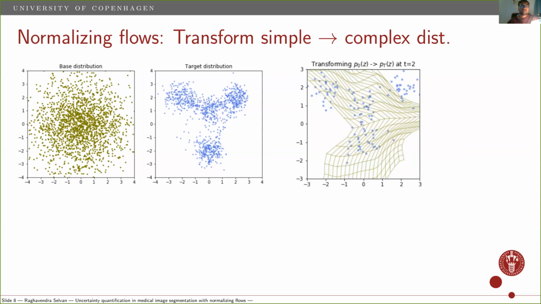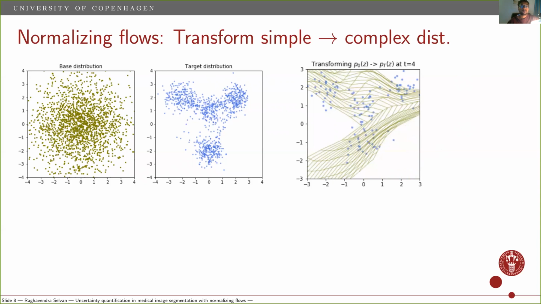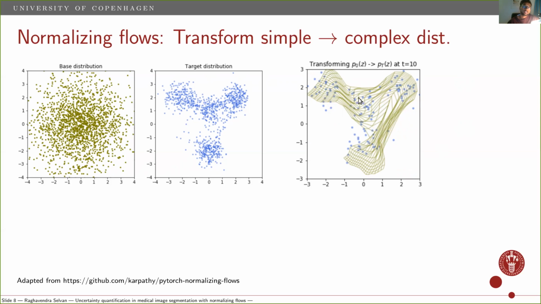As we progress through the normalizing flow chain, we see that the space is getting warped so that it can map closer to the target distribution. At the end, in this case using 10 steps, we see that our input base distribution is now mapped into this space.